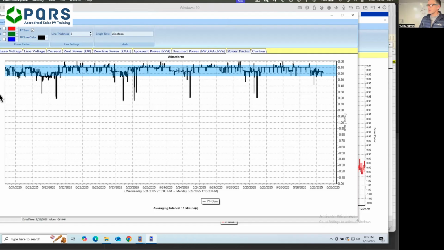If we look at the other graph, the other graph's power factor sits about there, 0.99. The ideal place for power factor is roughly where it was on the other graph, which is 0.99. So the ideal place for power factor sits there. This particular wine farm is nowhere near ideal.